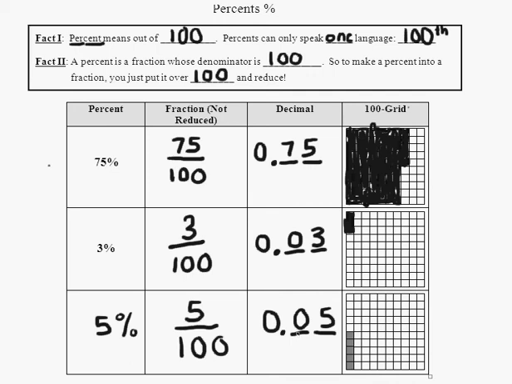So again, percents, pretty simple. Put it over 100. You'll see other lessons where you have to reduce, but in this chart we didn't have to. And then making it into a decimal, again, just count your places on thuggish ruggish road and you'll be fine.